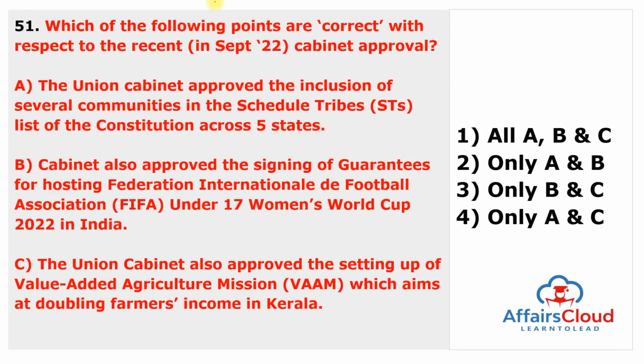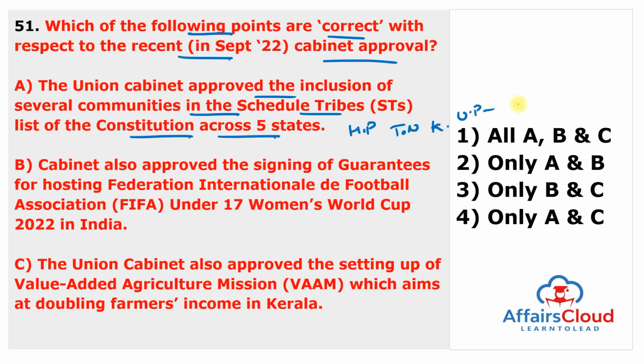Next question is, which of the following points are correct with respect to the recent cabinet approval? So we have to find out the correct statement. Here is the first: the Union Cabinet approved the inclusion of several communities in the Scheduled Tribes list of the Constitution across 5 states. This statement is true, and the 5 states included Himachal Pradesh, Tamil Nadu, Karnataka, Uttar Pradesh and Chhattisgarh. So it is a true statement. The Cabinet also approved the signing of guarantees for hosting the Federation Internationale de Football Association Under-17 World Cup 2022 in India. This is a true statement.